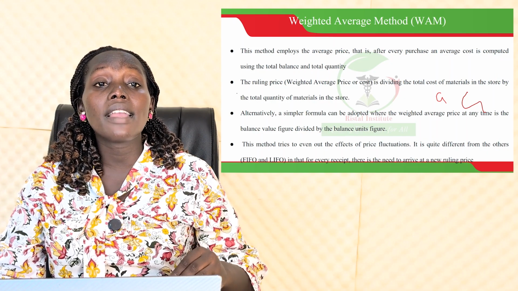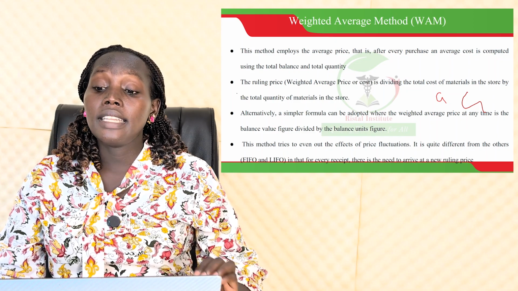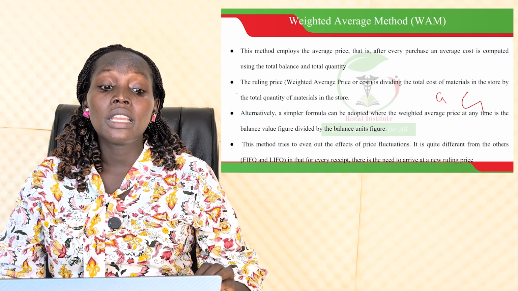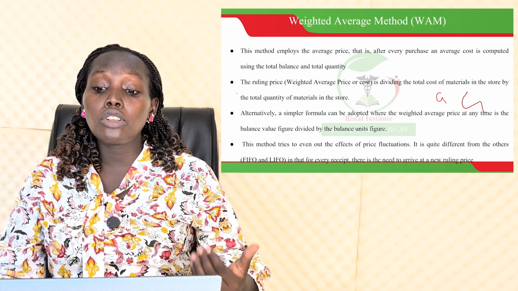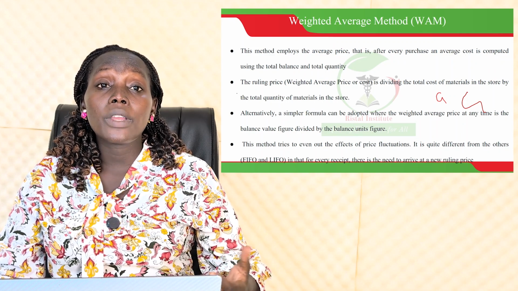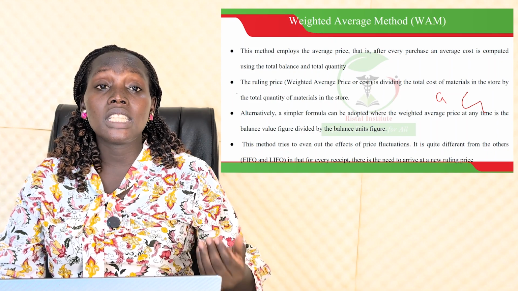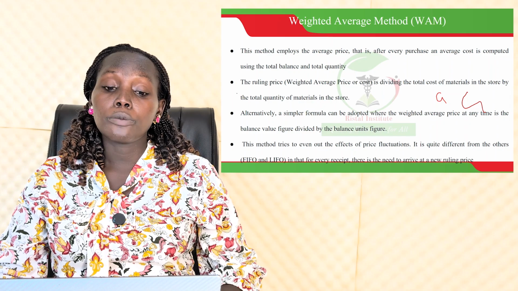How do you get the ruling price? We get the total cost of materials, and we divide it by the total quantity of the materials that are in the store.